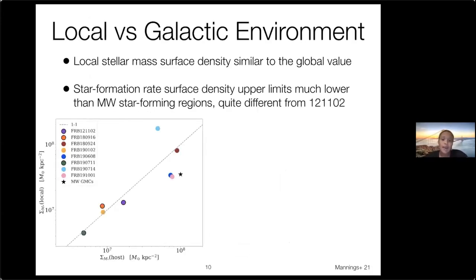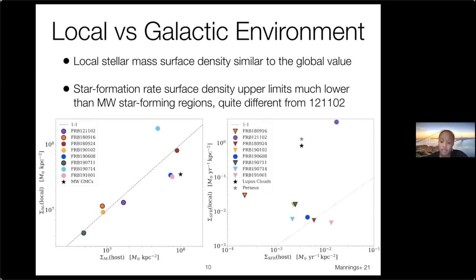We also take a look at the local versus galactic environment in terms of stellar mass and star formation rate surface density, local values versus the global values. And here we're looking at the stellar mass surface density, this one-to-one line, just saying that the local value is not elevated in reference to the global or host value. And pretty much all of the hosts in this sample are close to or along this one-to-one line. And we also plotted an average value for Milky Way giant molecular clouds as reference.